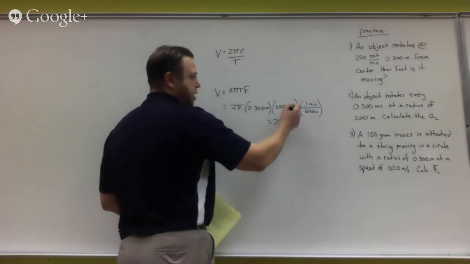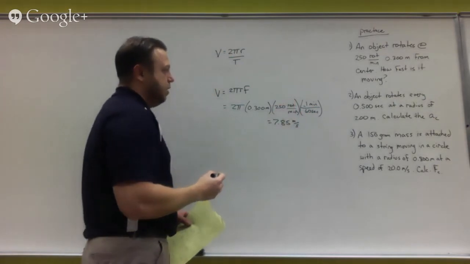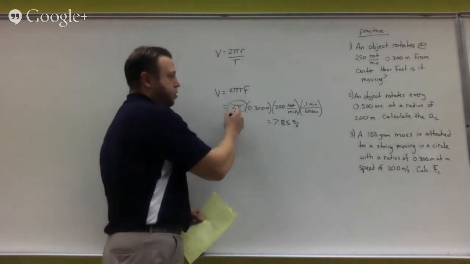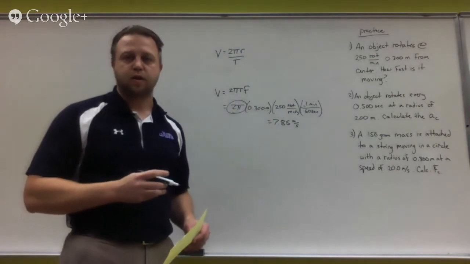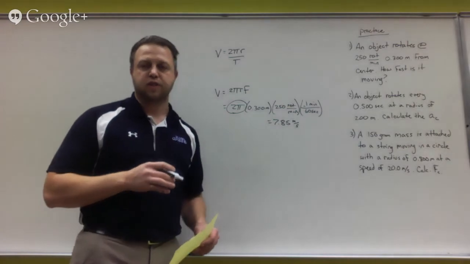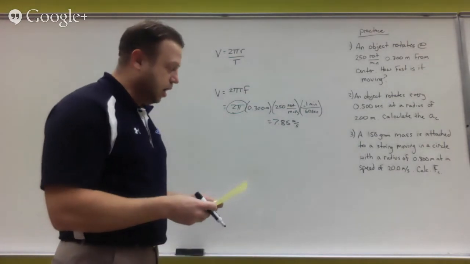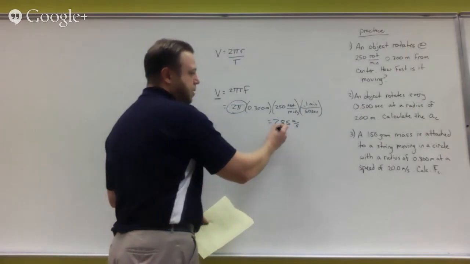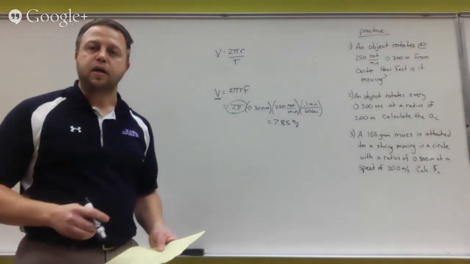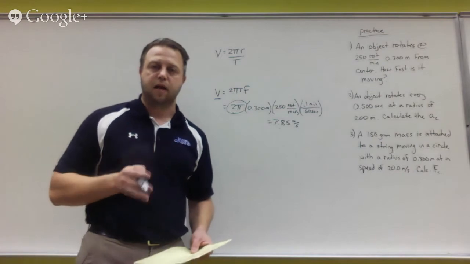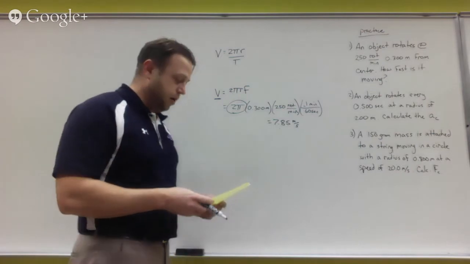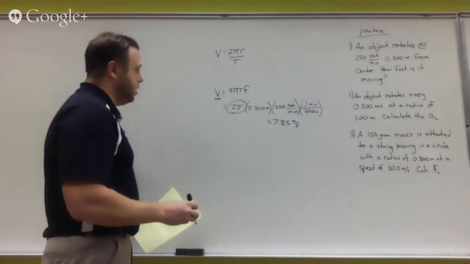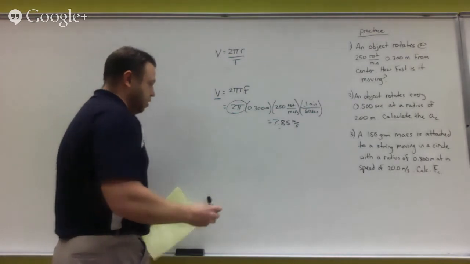Well, the rotations go away. We'll talk about how, since there are 2 pi radians in one rotation, those units just kind of disappear later on. But we're still solving for speed. So this is the speed of that object at any point in that circle, as long as it's maintaining constant uniform speed.